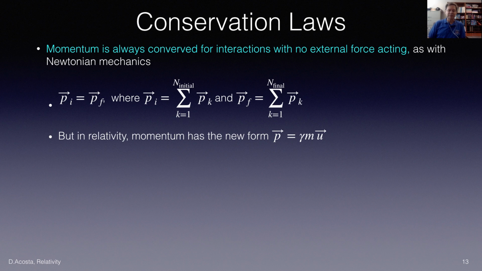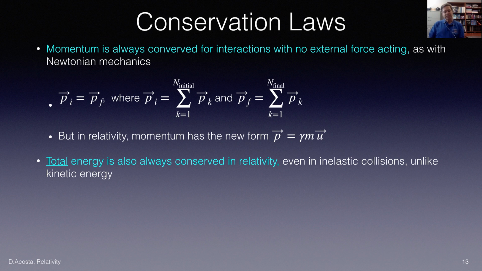And as I said, in relativity, momentum just has a new form. p is gamma m u, where u is the velocity. So we have this factor gamma out front for the momentum. But otherwise, it's the same concept. We just conserve momentum in reactions and interactions.